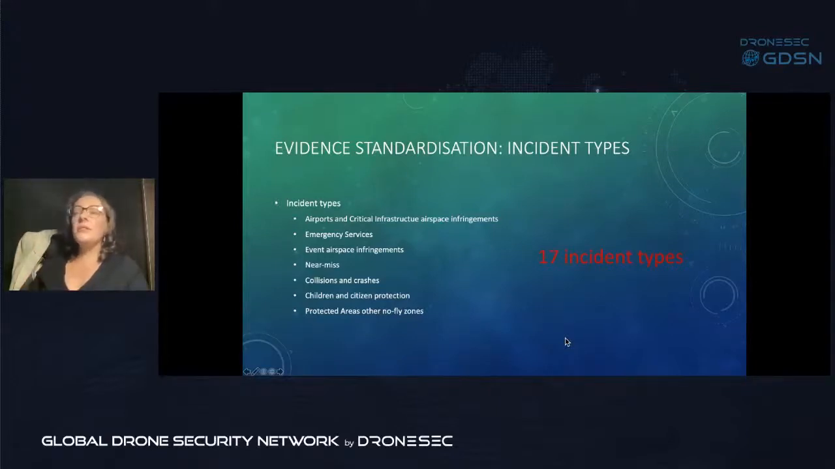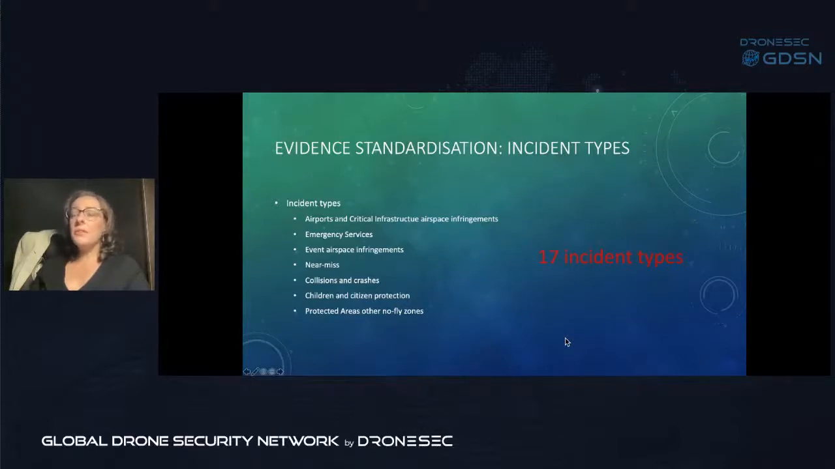So as you can see, it's really a lot of critical infrastructure. So a lot of them, what I mentioned before, airports are obviously the main one there, but you've got ports, stadiums and other things like that. Emergency services are high on the list. So people who are flying where they shouldn't be flying during a fire or other event like that, they cause a lot of disruption.